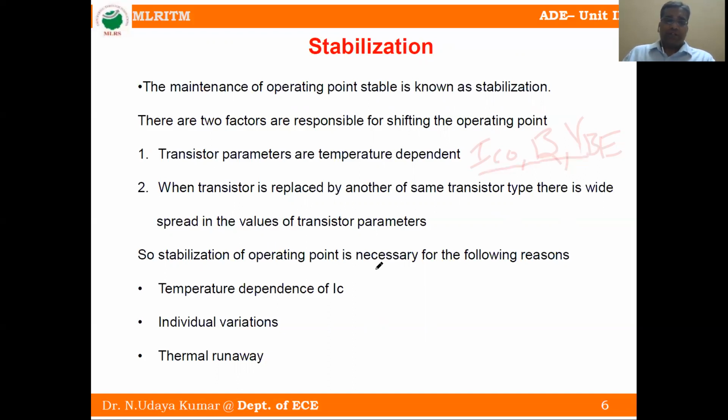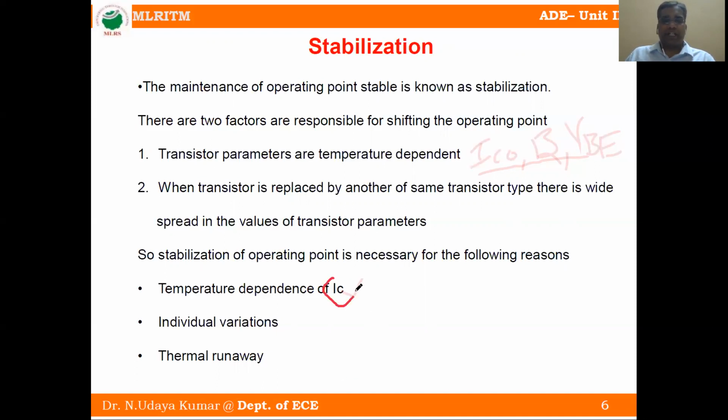So stabilization of the operating point is necessary. We have to stabilize this operating point at a particular location. It is a necessary thing. So the following reasons we can eliminate or reduce. One is the temperature dependence of IC, another is individual variations, and the third one is thermal runaway. Okay. So what do you mean by temperature dependency of IC?